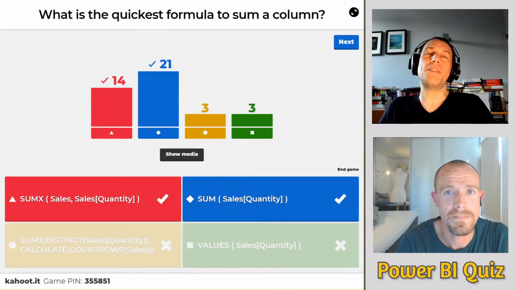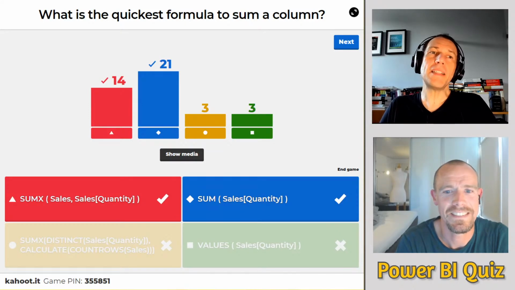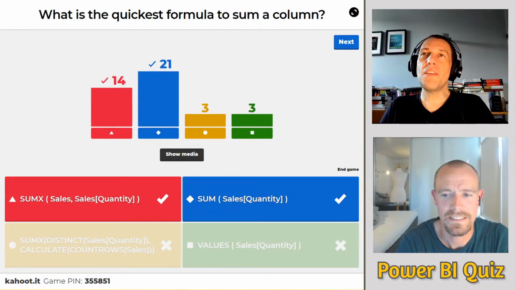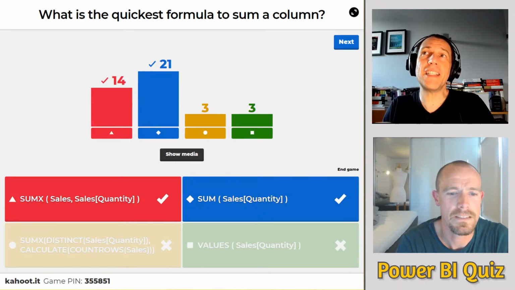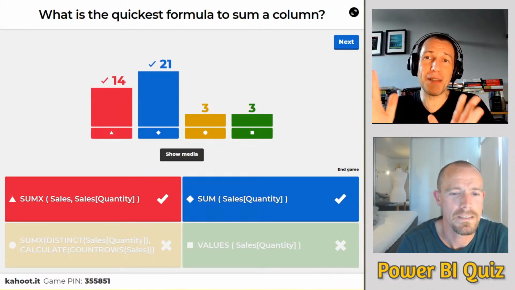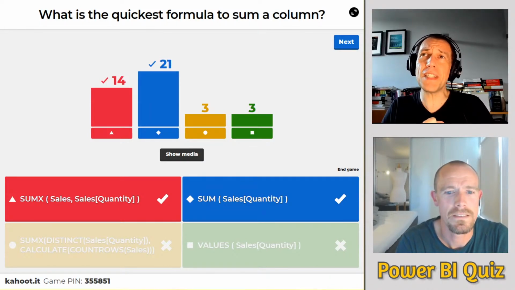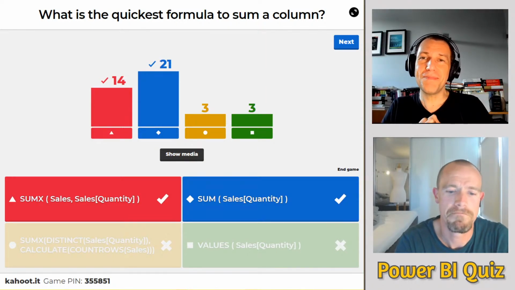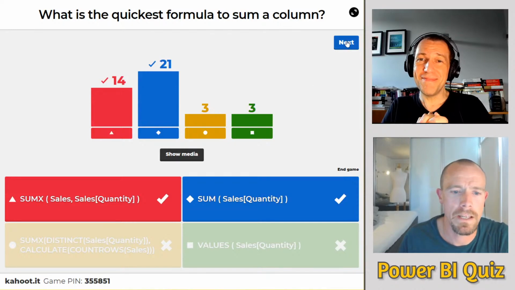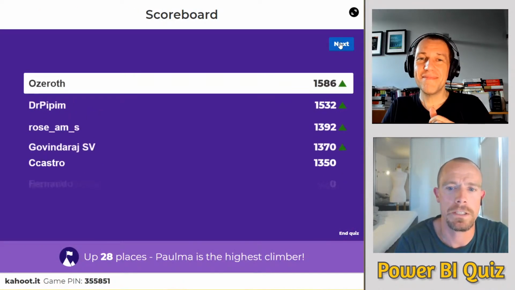Okay, so there are 2 answers to this question, which are the SUMX over quantity, the red one, and the blue one, SUM of quantity. The thing is that these 2 answers are the same answer, because whenever you write SUM, you're writing SUMX. So it's actually the same thing. SUMX DISTINCT and CALCULATE is very, very bad in terms of performance, and VALUES times quantity doesn't even provide the right result. So actually, these are wrong answers. Let's see, and you could pick one or two. If you picked both right, you will get more points.